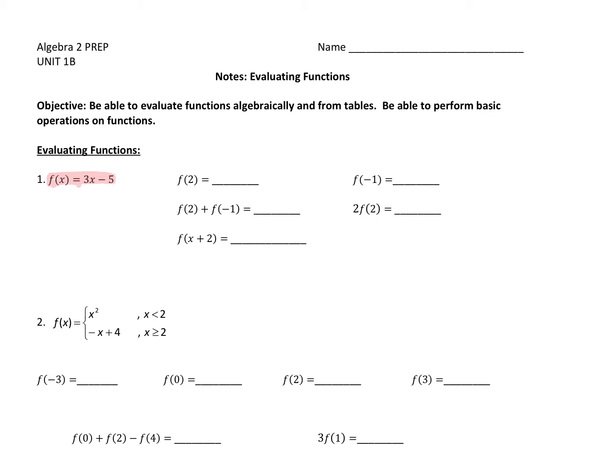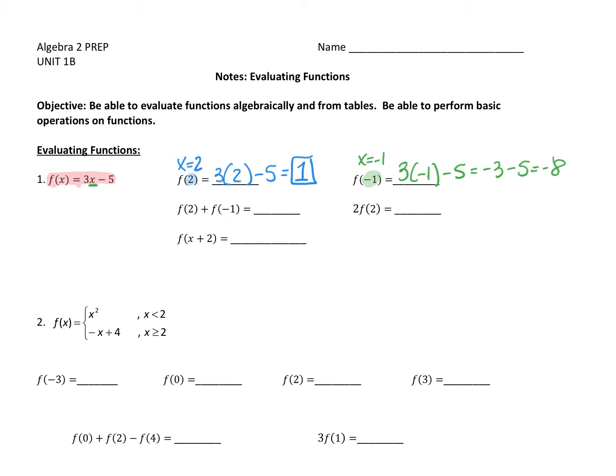So if I look at this first question, it says f of 2. This means that x equals 2. So what that means is in the x spot, I'm going to replace x with 2. So then I get 6 minus 5, which is 1. Here, when I have f of negative 1, this means that x equals negative 1, meaning, again, I'm going to replace x with negative 1. So I'll get negative 3 minus 5, or negative 8.